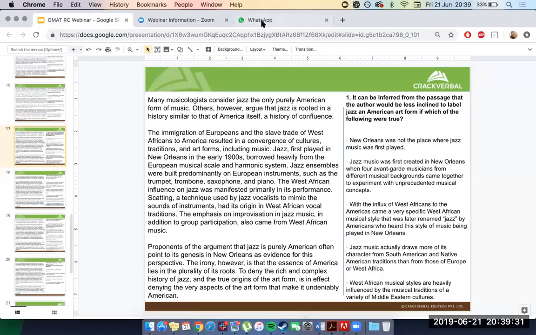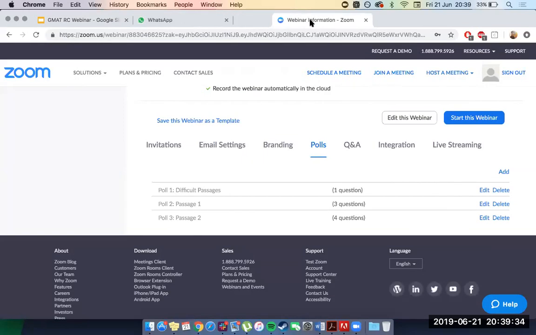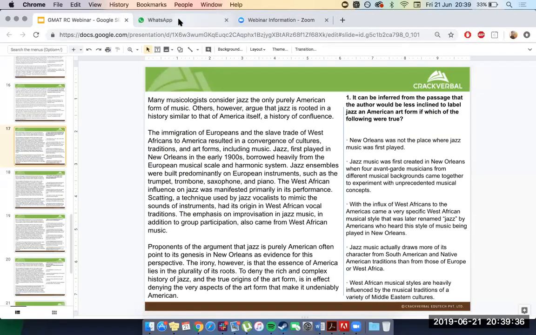Okay, many musicologists consider jazz the only purely American form of music. Now, one common mistake I've seen is that you see the first word, oh, it's musicologist, and the musicologist consider something. So I'm going to write down the word musicologist because maybe that matters. But the reality is that we can see the first paragraph is pretty short. So let's read ahead and think about, what is the author trying to introduce to me anyway?